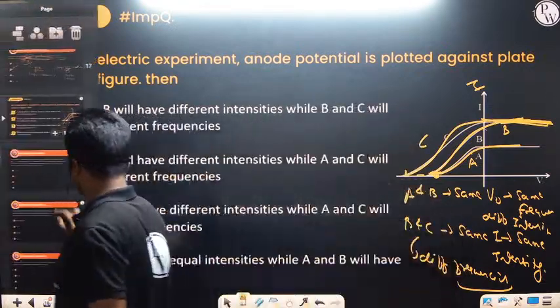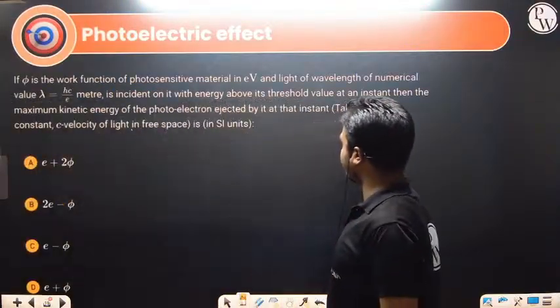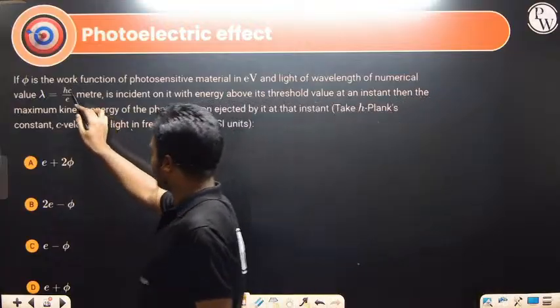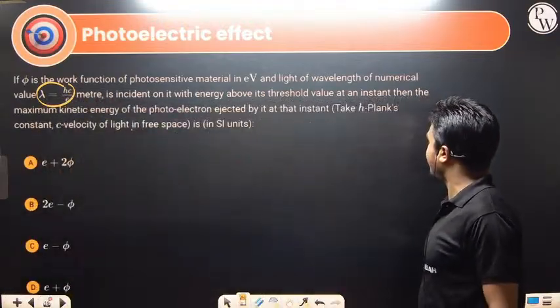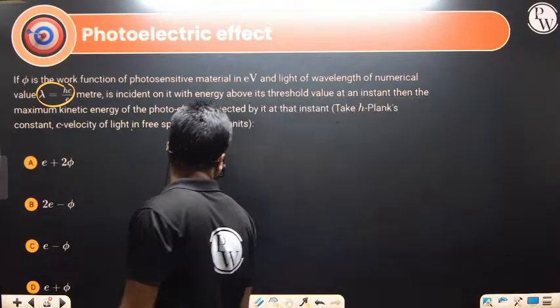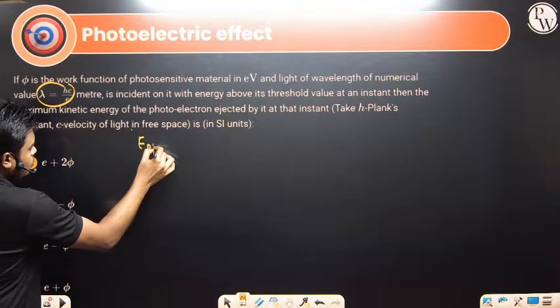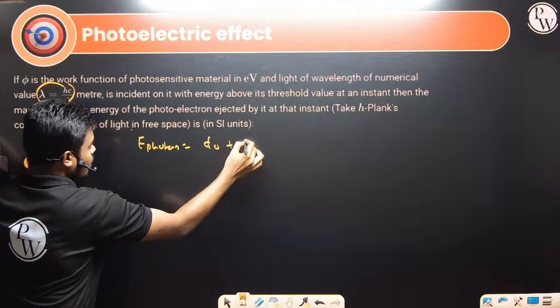Next, if phi is the work function of the photosensitive material in electron volts and light of wavelength lambda equals hc by E meter is incident on it, with energy above its threshold value, then the maximum kinetic energy of the photoelectron ejected by it is given by. So what is Einstein's photoelectric equation? Energy of the photon is equal to work function plus K max.